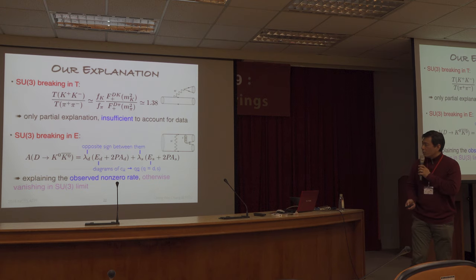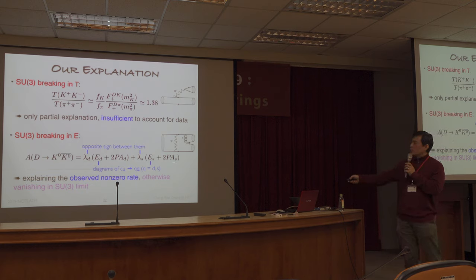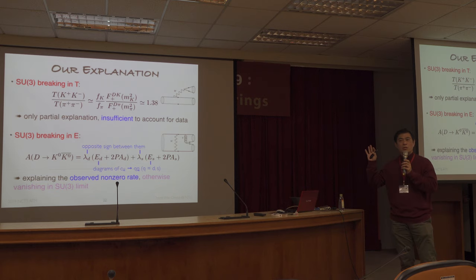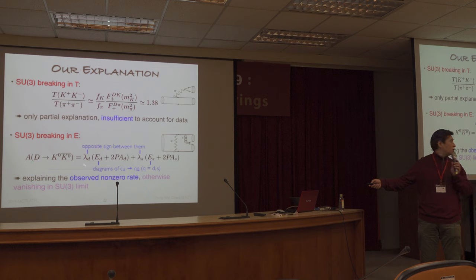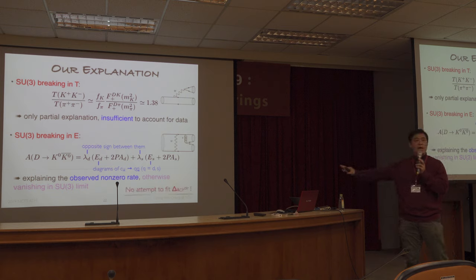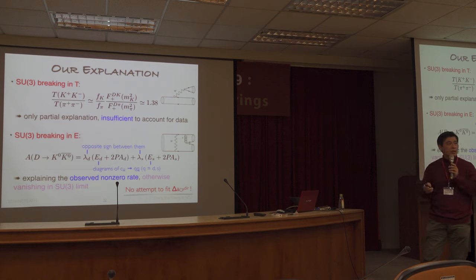So the second ingredient that we found is that we took a hint from another decay mode, D to K0 K0 bar. When you decompose this amplitude, you find that it has a pair of similar amplitudes. The only difference is that here it is VUD times VCD, and here it is VUS times VCS. Again, they differ just by a sign. So in strict SU(3) symmetry, namely if we assume this E_D type of diagram is the same as E_S, then because of the relative minus sign, they should cancel each other. You should expect zero branching ratio for this mode. But that's not what the data tells us. The data tells us it is non-zero. So this tells us that we should consider the SU(3) breaking between the two diagrams. And remember, up to now, we made no attempt to explain the CP asymmetry difference at all.